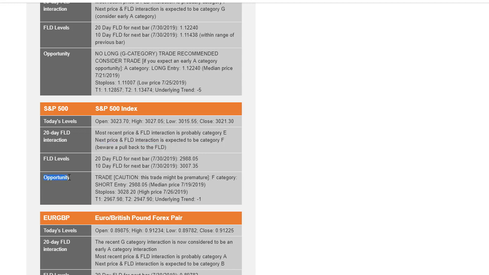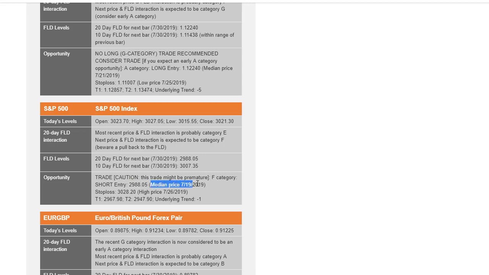Under the opportunity section over here, you will see that there is a trade opportunity, and it is an F category trade, which would involve a short entry. It's a short trade. Notice this cautionary note. It says at this point that this trade might be premature. Now, I'm not going to go into all the details about why a trade might be premature or might not be. It has to do with how much time has passed since the most recent interaction with the FLD and so forth. But it's useful to bear in mind that a trade might be premature, particularly when price has very recently interacted with the FLD. Nevertheless, here is our entry level, 29.88.